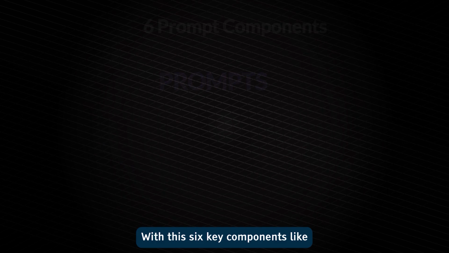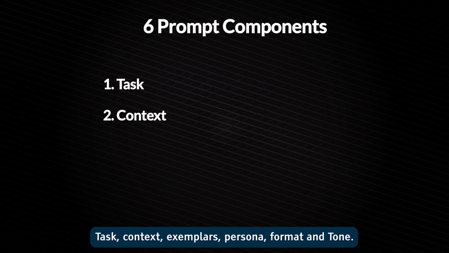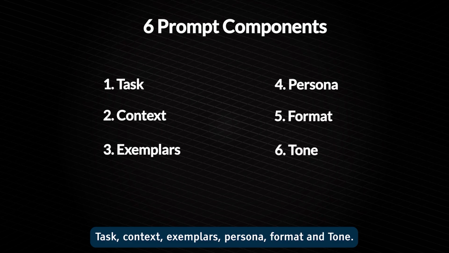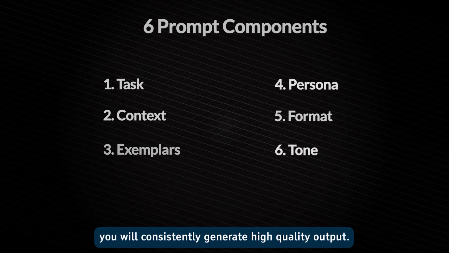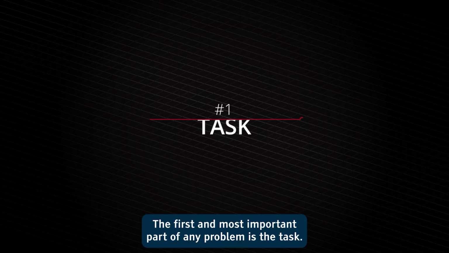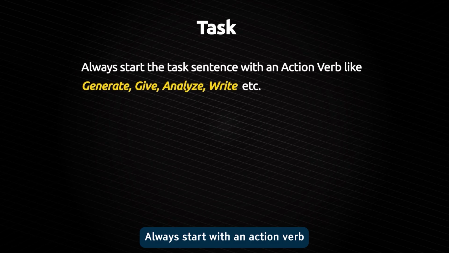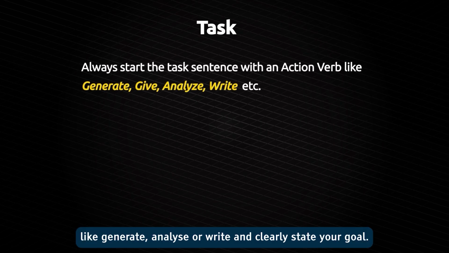With these 6 key components like task, context, exemplars, persona, format, and tone, you will consistently generate high quality output. First, task. The first and most important part of any prompt is the task. Always start with an action verb like generate, analyze, or write, and clearly state your goal.